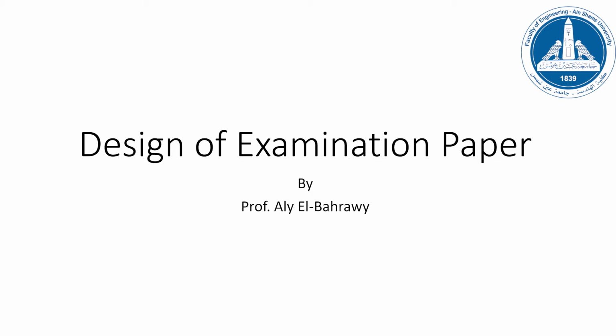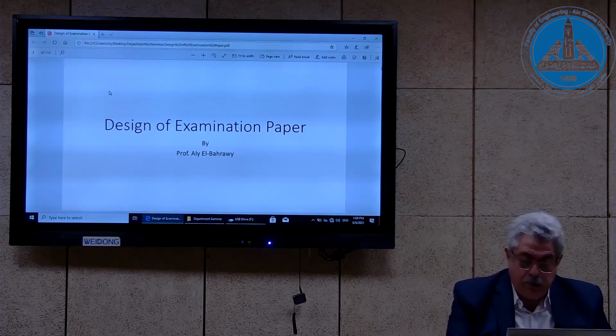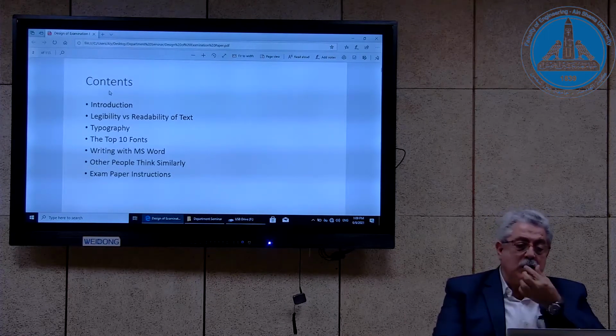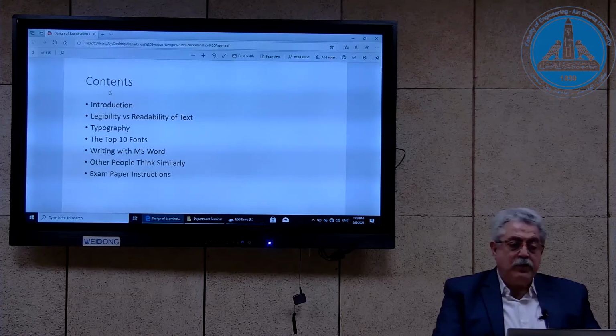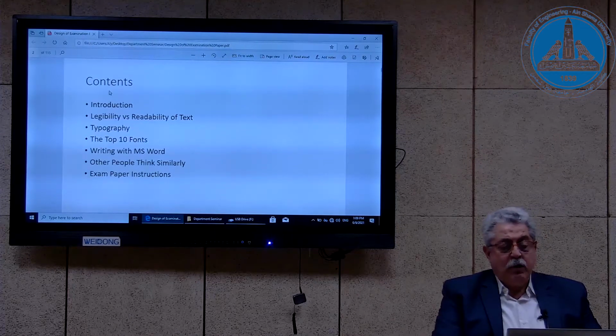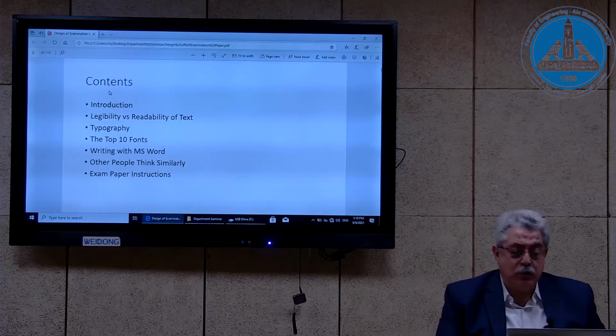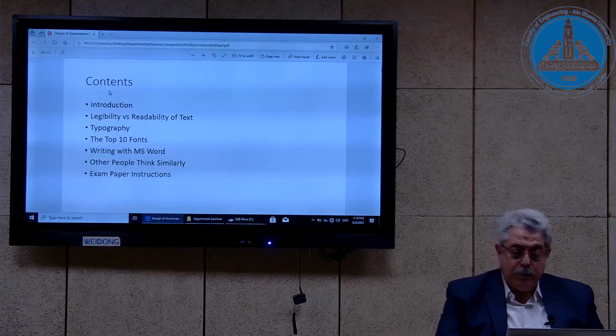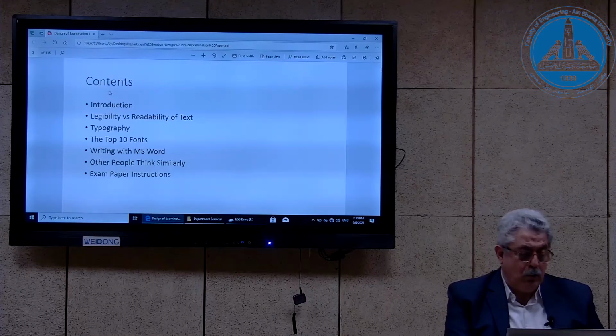The design of examination paper, the contents of the presentation will include an introduction, which speaks about the difference between legibility and readability of text. Then we talk about typography and the top 10 fonts. Then writing with Microsoft Word, and a section about literature review to see that other people think similarly. And the last slide shows the exam paper instructions adopted by the Faculty of Engineering according to my comments.